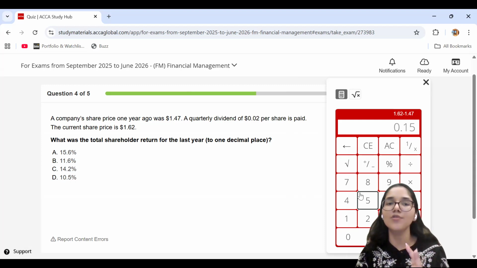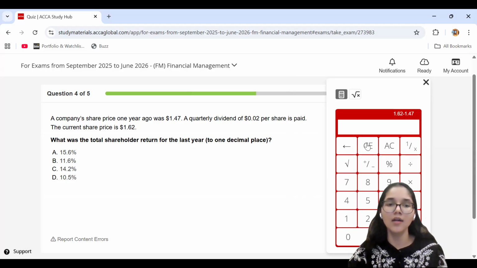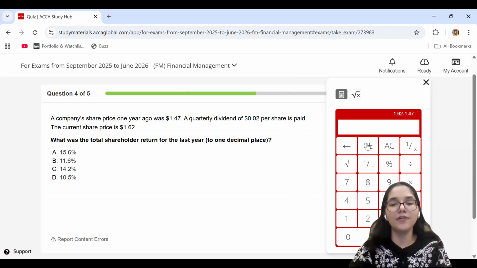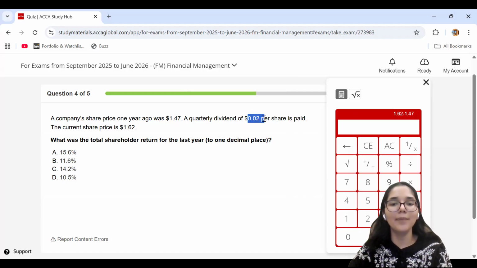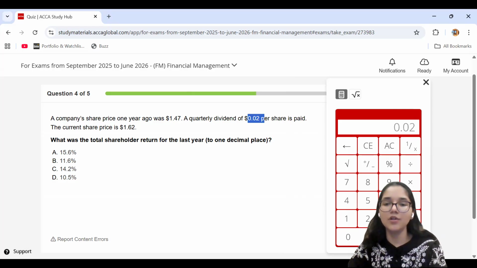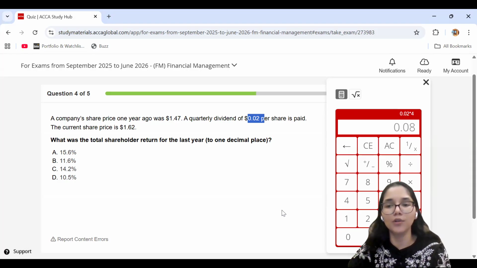And then they will also receive the dividend, which we take as part of the total shareholder return. So if I want to take the dividend, quarterly dividend of 0.02 per share is paid. So every quarter I am paying this much. How many quarters are there in a year, guys? 4 quarters. So you will multiply the dividend per quarter by the number of quarters. So 0.02 into 4. This is the dividend that has been in total paid.